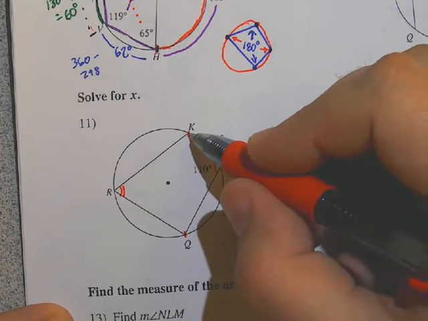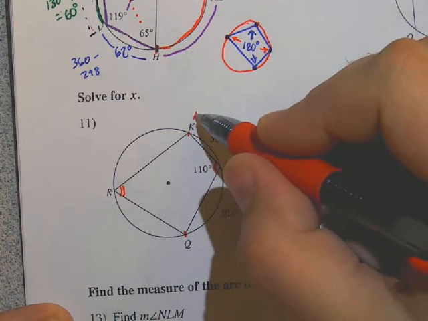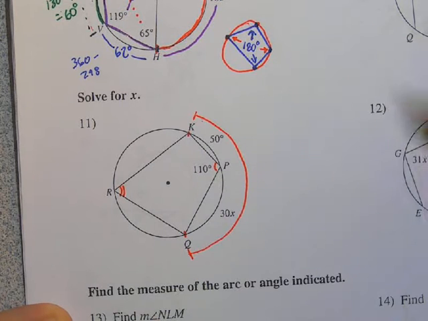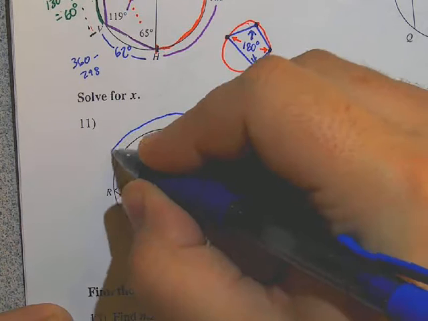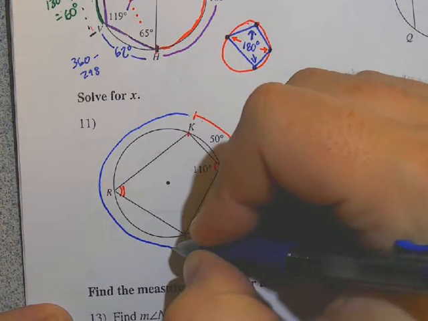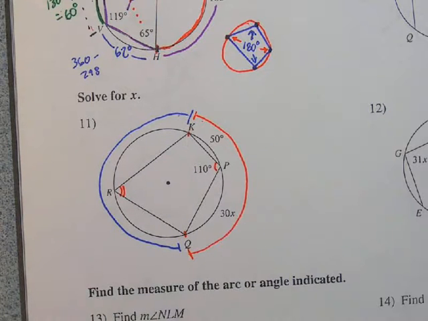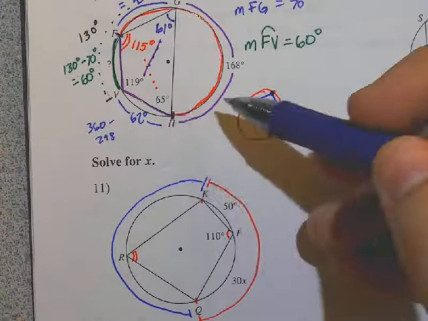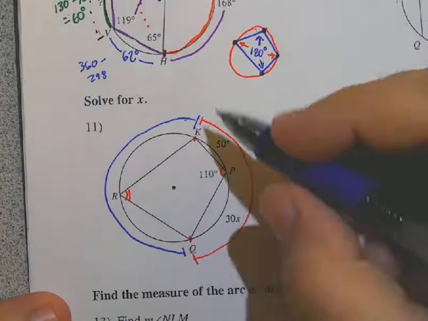Opposite angles, like 110 and this angle R over here, intercept opposite arcs. So the R intercepts this arc going from here to here, and the P intercepts this arc going from here all the way around to here. What do those two arcs go together to make? 360, right. A full circle.